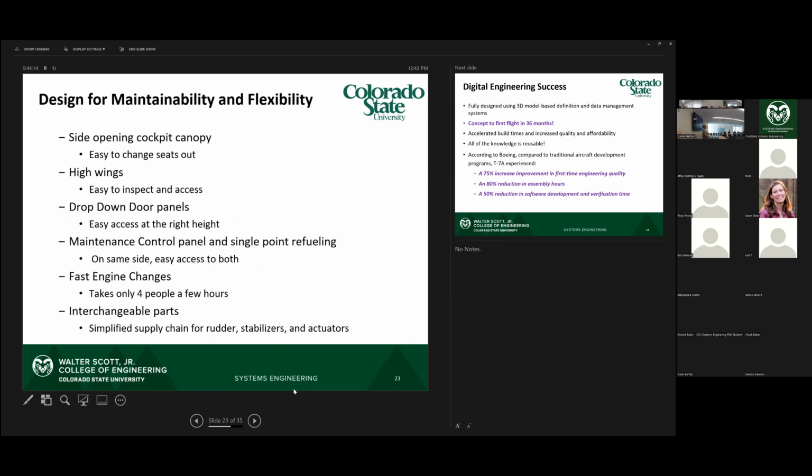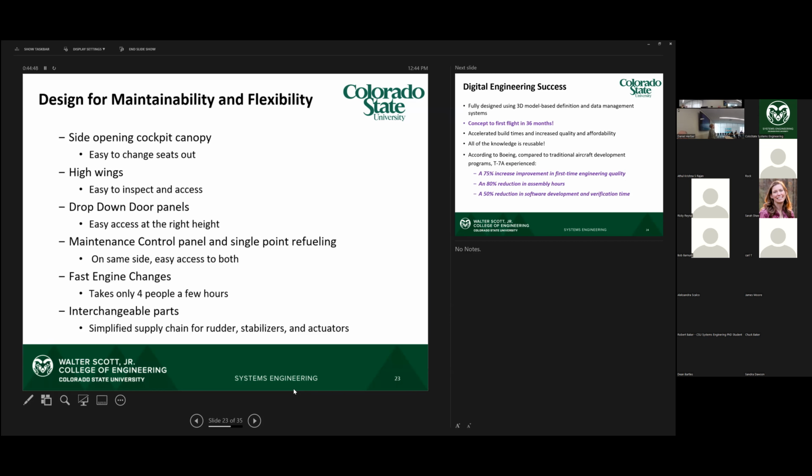They designed it for maintainability. This is key. For anybody that remembers when they made the first of the new Camaros, and you had to drop the engine to change the spark plugs. You remember that? Yeah, I'm glad there's somebody finally who remembers that. I had little hands, so I could get in there. It wasn't that bad. But side opening for the canopy, high wings, so that you could actually inspect them easier. Gun-down door panels. Maintenance control panel and the single point for refueling.